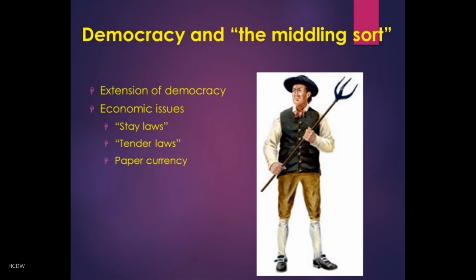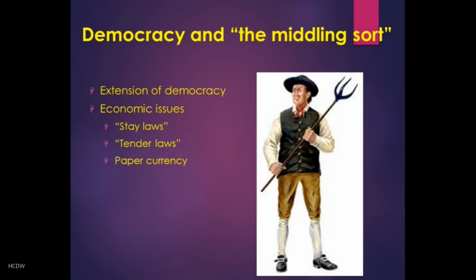Now there were a number of efforts to ease that burden. Stay laws, in some cases, allowed farmers to postpone payment of their debts until such time as they were able to do it. In some states, there were tender laws that allowed farmers to pay off their debts with goods rather than with money. And the other approach that became widespread throughout the states was just the extension of paper currency and printing more and more money.